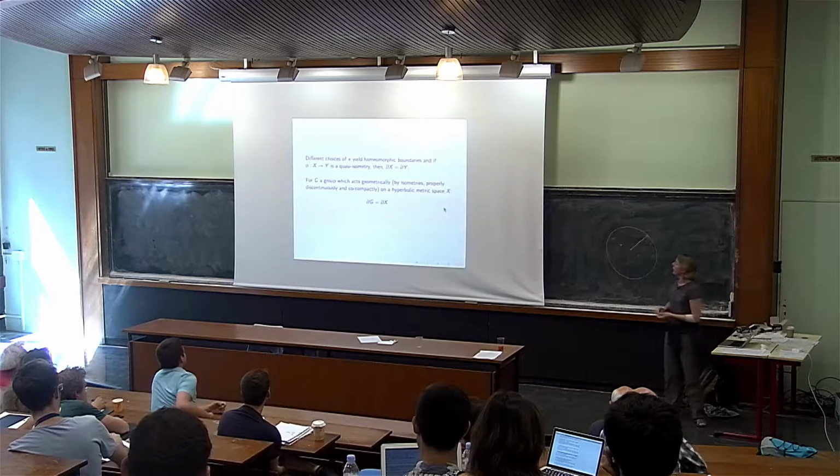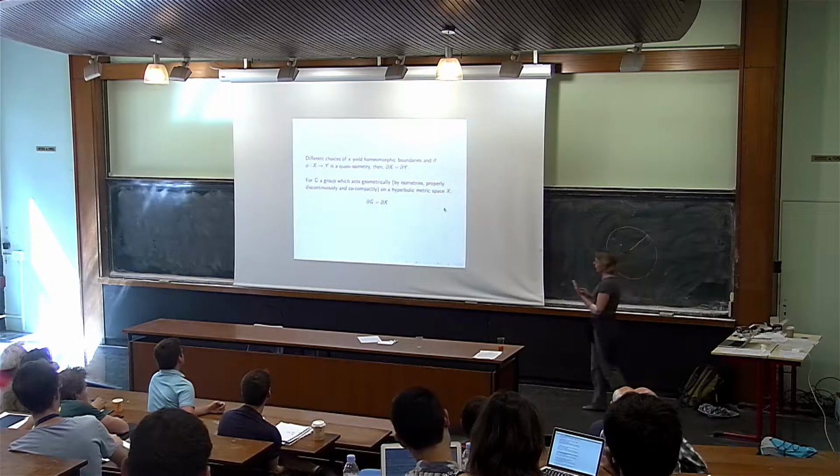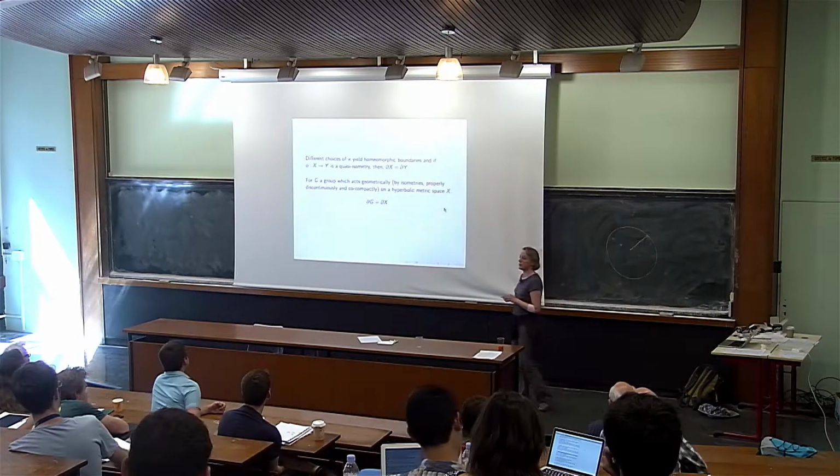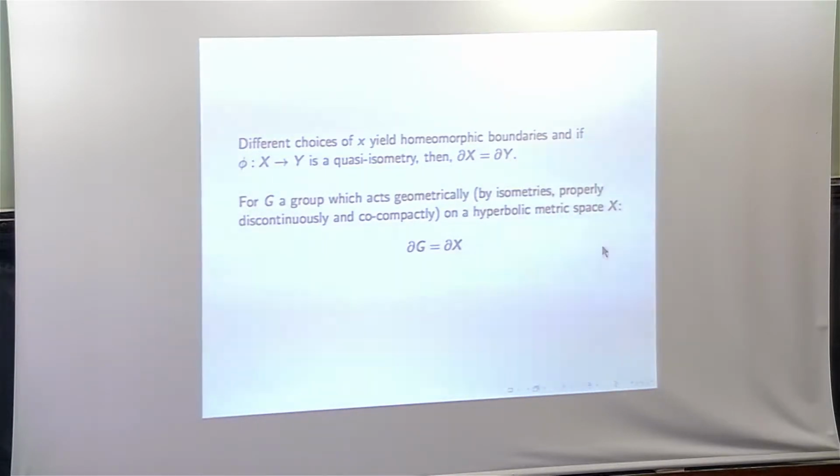Okay, so I had a base point in the previous slide. The topology of this boundary does not depend on the base point. Also, if the 2 spaces are quasi-isometric, which was mentioned earlier by Vlad, then the boundaries are homeomorphic. So I'm going to consider delta hyperbolic spaces only up to quasi-isometry, and the boundary is still well defined.